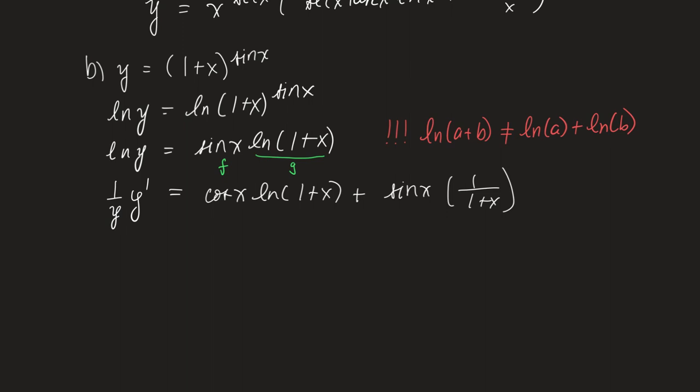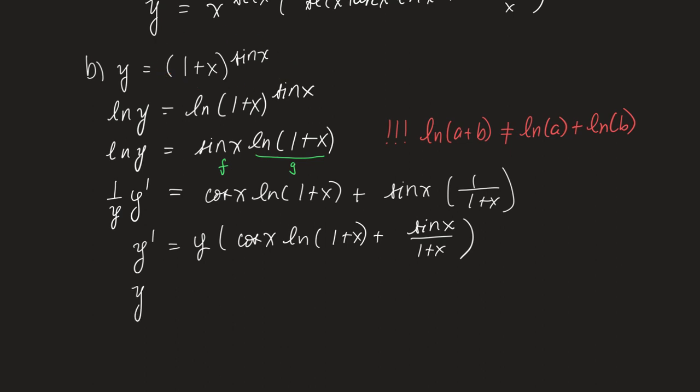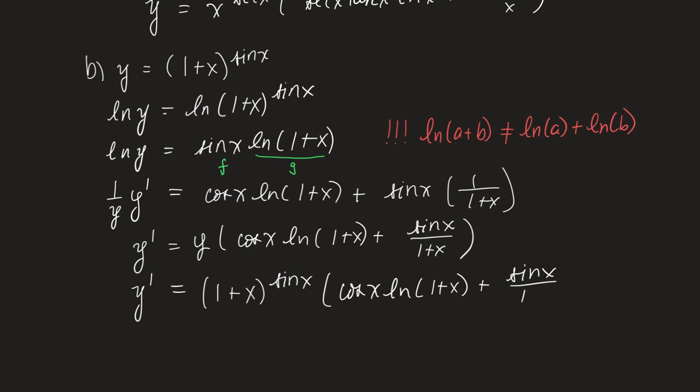So now I solve for y prime. Y prime is equal to y times all of this. And now my last step, well, y is equal to this, and I should return an answer completely in terms of x. So this is y prime is equal to 1 plus x to the power of sine x times cos of x ln of 1 plus x plus sine x over 1 plus x.